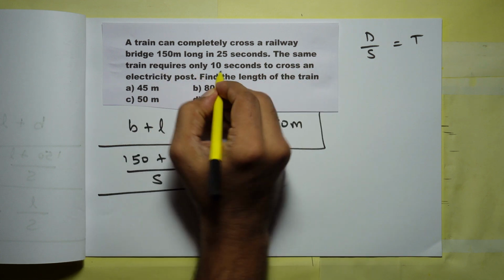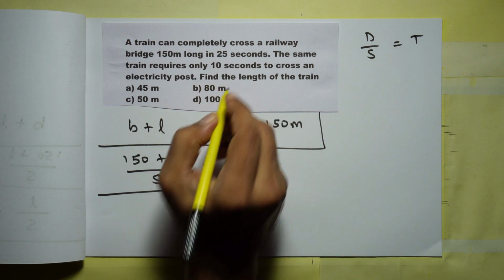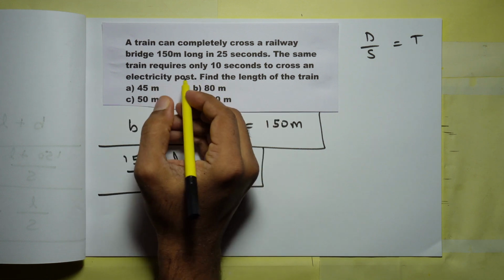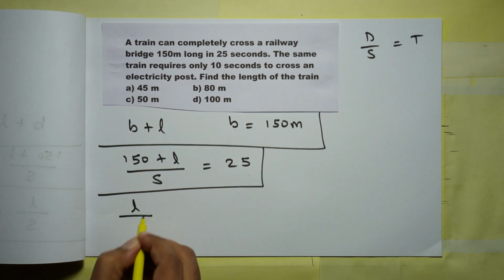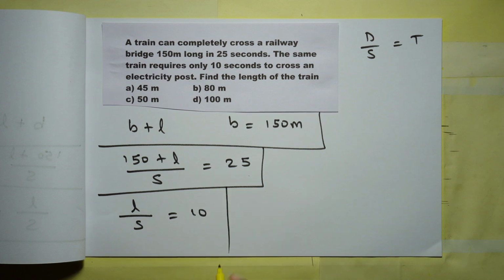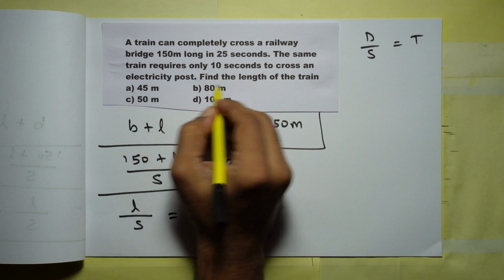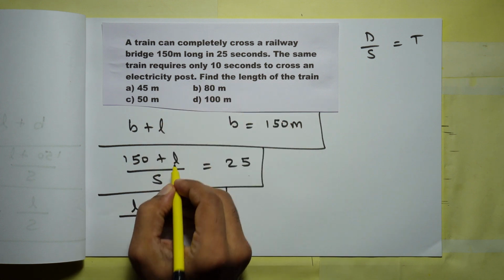The same train requires only 10 seconds to cross an electricity post. So to cross an electricity post, its own body length L has to be moved, divided by speed S, and the time is given as 10 seconds. So these are the two equations. Now the question is: find the length of the train. So L is what we need to find out.